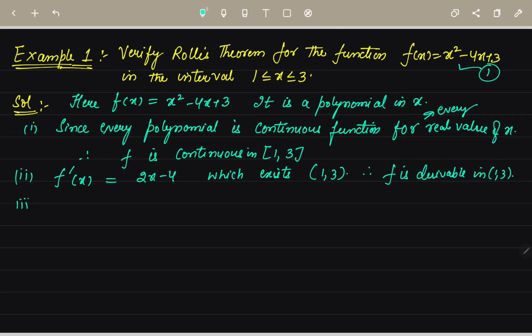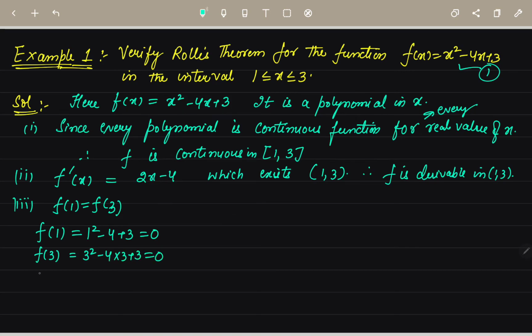The third condition is that the value of f at 1 should be equal to f at 3. So I will find f(1) = 1² - 4 + 3, and this is equal to 0. Similarly f(3) = 3² - 4·3 + 3, and this is again 0. So from here f(a) = f(b), or I can write f(1) = f(3).